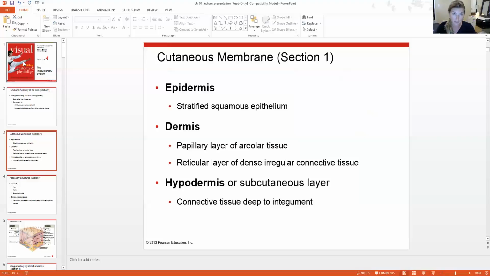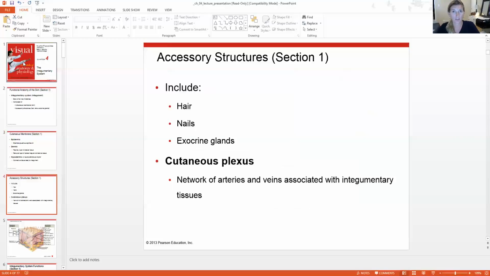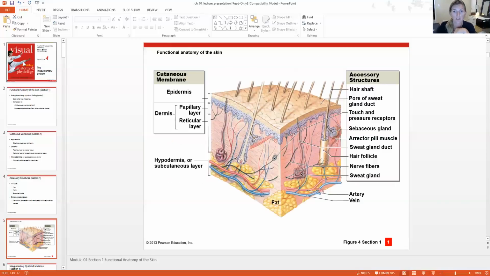And then below the dermis, or I should say deep to the dermis, is the hypodermis or subcutaneous layer. This layer is where you have lots of connective tissue, and it's the fatty layer. This is where lots of body fat likes to hang out. So the accessory structures that are associated with the integumentary system, as I said, are the hair, skin, and exocrine glands. There's also something called the cutaneous plexus. This is all of the blood vessels that lie within the dermis and hypodermis. This is the blood supply to the integumentary system. So it's a huge capillary network. And you can see that here, some of these layers coming in.